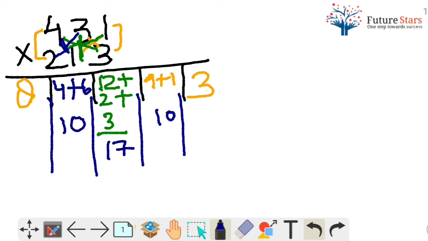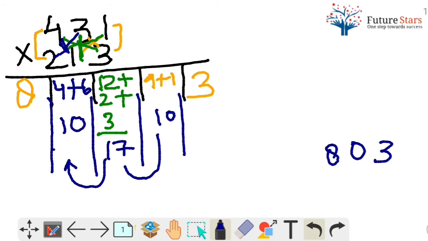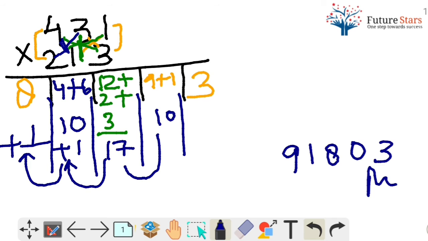Fine. So now our final answer will be 3. Write 0, carry the 1 over here. Now 17 plus 1 is 18. Write 8. Again 1 is carried to the next block. Now 10 plus 1 is 11. Again 1 is carried to the next block. And here you got final 9. So 91803 is your answer.